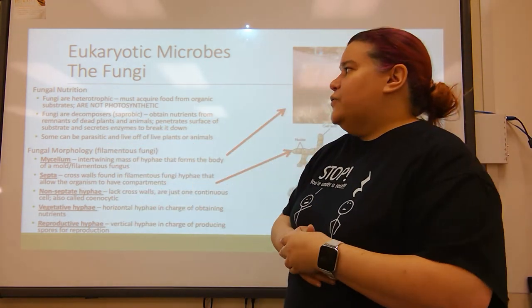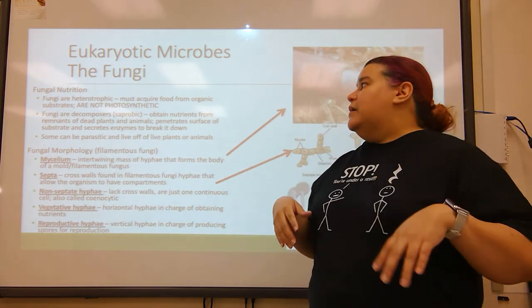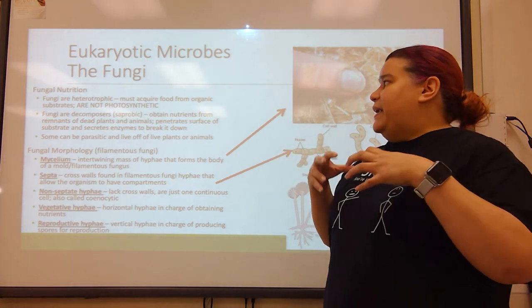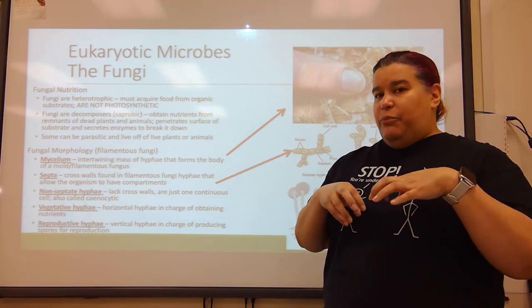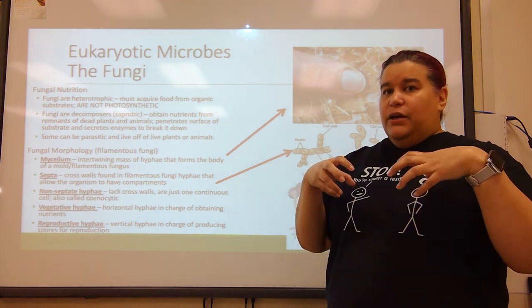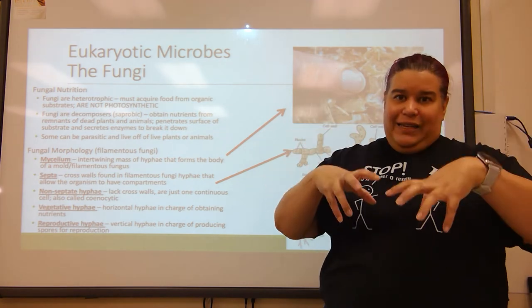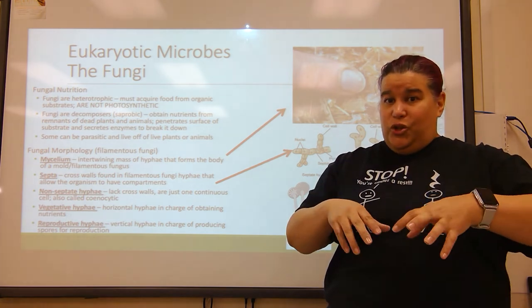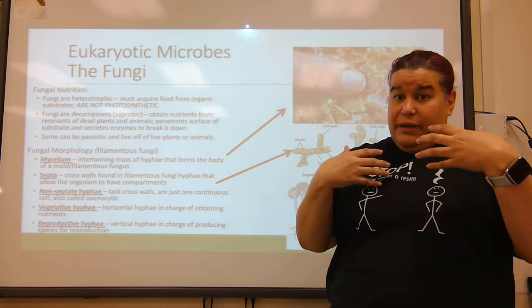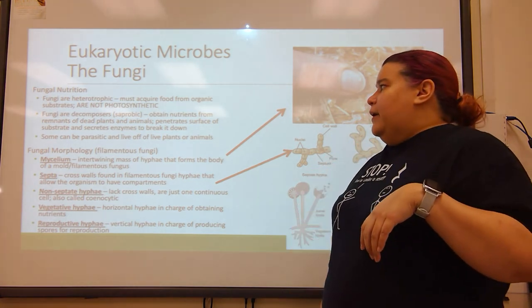They obtain nutrients from the remnants of dead plants and animals. It penetrates the surface of the substrate. It'll secrete enzymes that break it down, and then they can absorb it. So literally, I sit on it. I kind of anchor myself down. I start secreting enzymes to start dissolving it, and then I pick those up so that I can eat it.